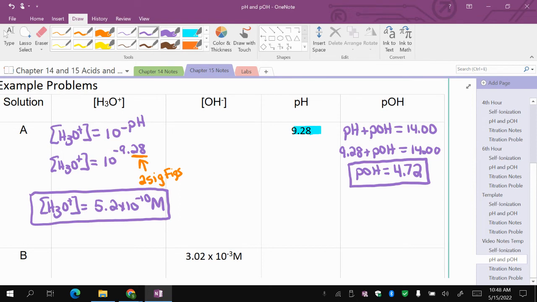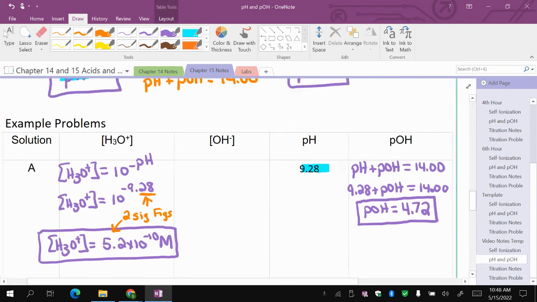So we have, and I'm going to move this over a little bit so I can write in the next box. So we have to solve for the hydroxide ion concentration. I'm going to go back to our graphic organizer.